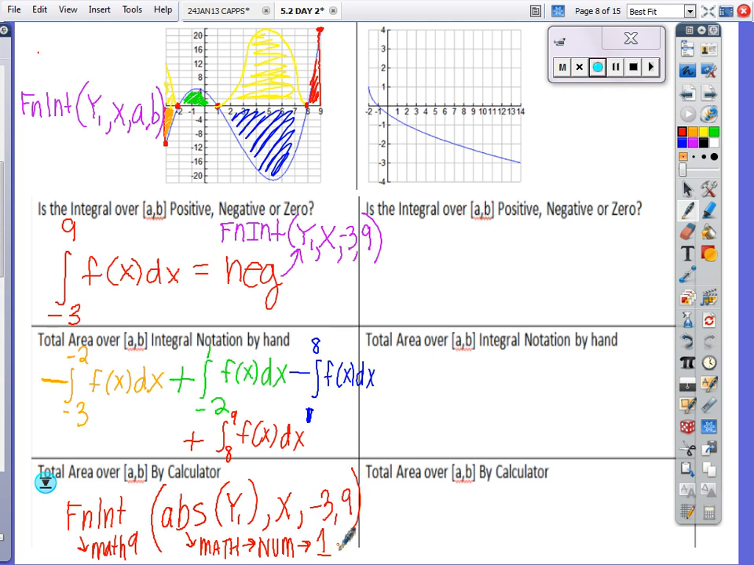So that takes the negative part of your graph, flips it up, and then afterward takes the integral from beginning to end. It doesn't break up the integrals. It just does it from beginning to end. You just can't do that by hand. That's why we break them up when we do it by hand. So I'm very specific. I say by hand, by calculator. This only works on the calculator. You can't do it by hand. You can't take the integral of absolute value.